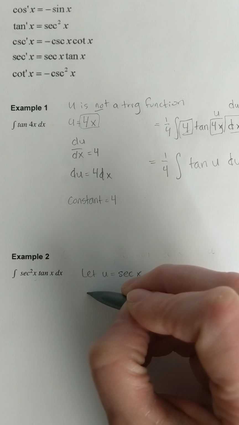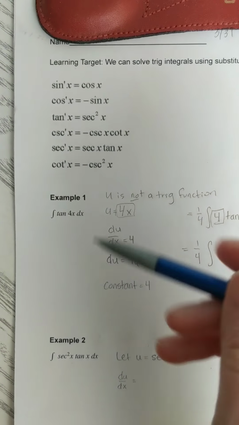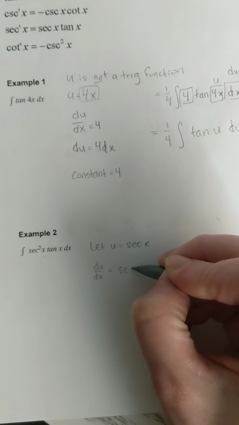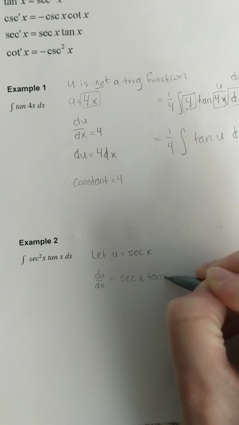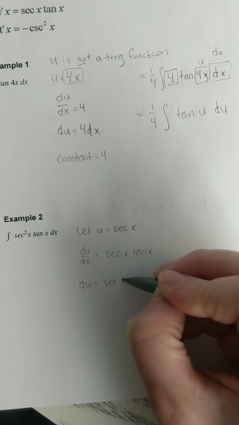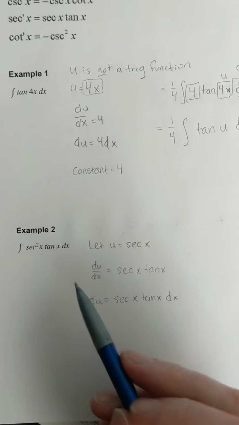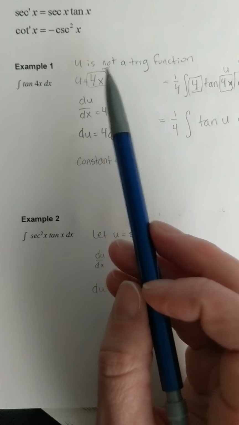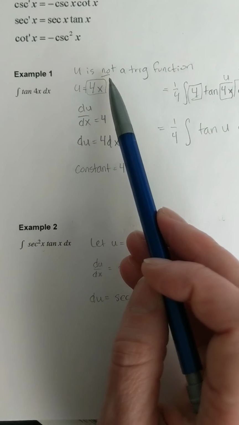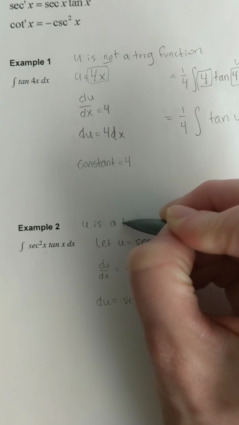So when I do my du dx, I get my derivative of secant of x is secant x tan x. So du is secant x tan x dx. The previous example was when we substituted u where u was not a trig function, and in this example u is a trig function.